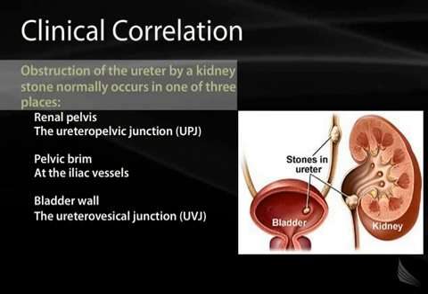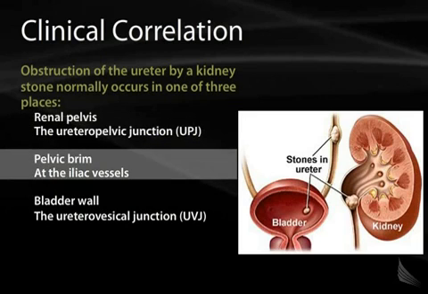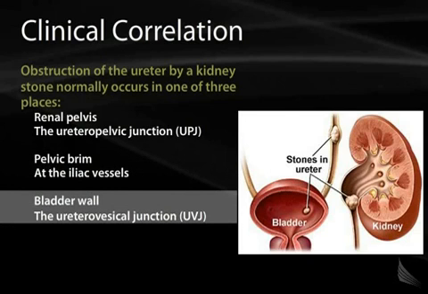This is an important clinical correlation to know. The obstruction of the ureter by a kidney stone normally occurs in one of 3 places. Those 3 places outlined in the previous slide. Going from superior to inferior, in the renal pelvis, the ureteropelvic junction, otherwise known as the UPJ. The next inferior spot is the pelvic brim, at the location of the iliac vessels. Finally, it can occur at the ureterovesical junction, or the bladder wall. If you note, all of these points are important transition points where the ureters are passing over another large structure, first being the renal pelvis itself, secondly being the iliac vessels, and third being where the ureter enters the bladder. These are important to remember, as these are the most common sites of obstructive nephrolithiasis or kidney stones.